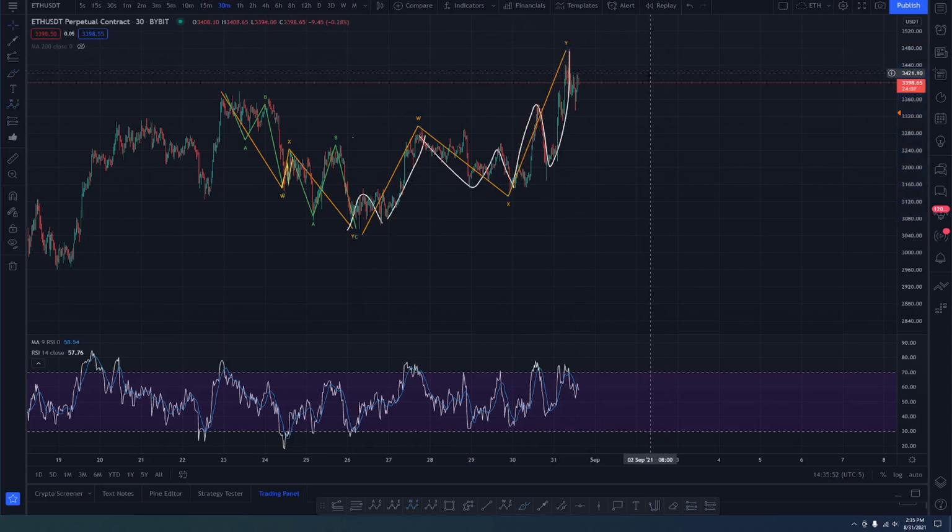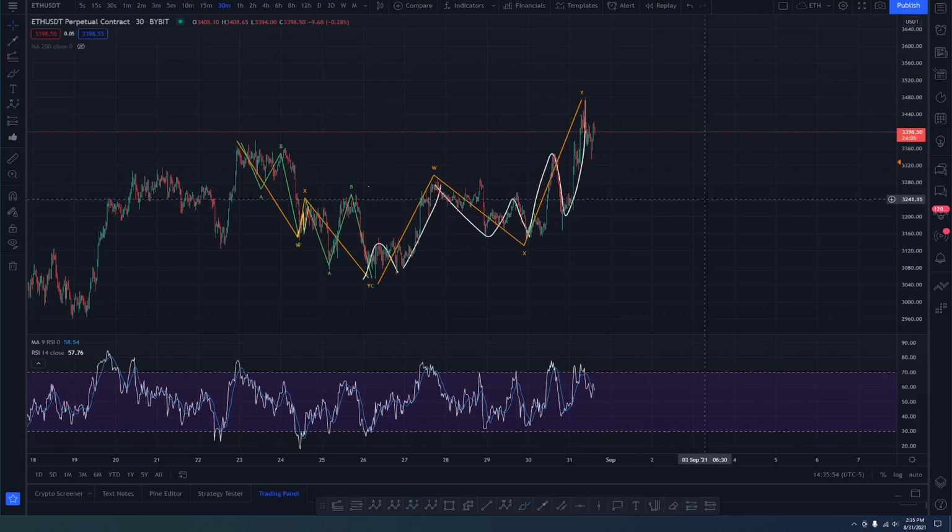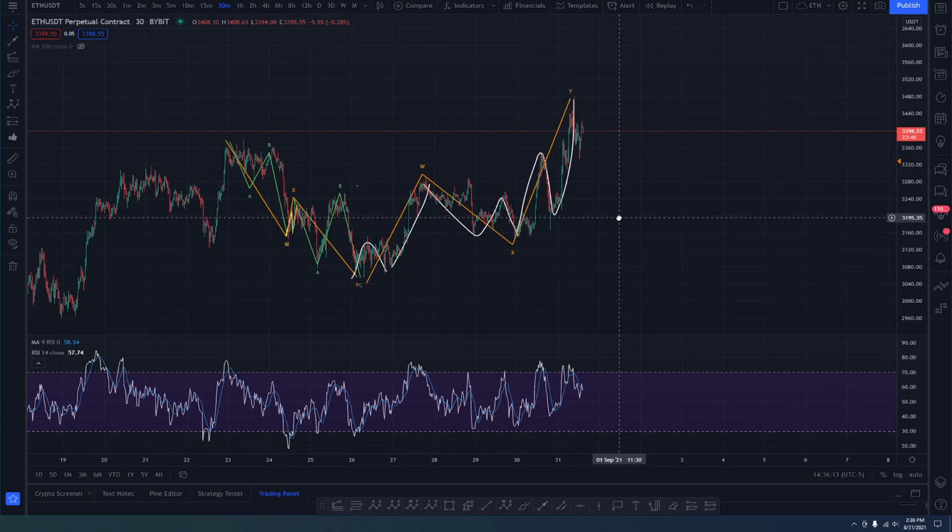Why didn't I label that an ABC? An ABC is 3, 3, 5, and it's a flat where the B wave comes back 90%. This didn't come back 90%. But this is a 3, a 3, and a 3. It's a double correction again. And that's why it was hard. It doubled the correction up.